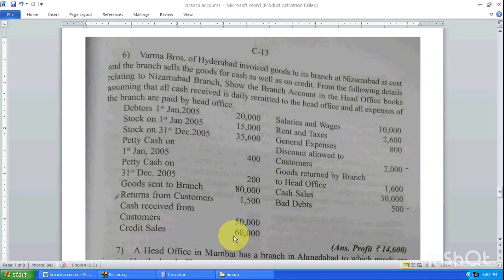Salaries, wages 10,000, rent 2,600, general expenses 800. This all came in cheques sent to branch to meet the expenses. Discount allowed to customer 2,000. Goods returned by branch to head office 1,600. Cash sales 30,000, bad debts 5,000. There is cash received here, cash sales. So we have to prepare debtors account also, because no closing debtors is mentioned. Only opening debtors is given. Okay, so let's start. Opening stock 15,000.